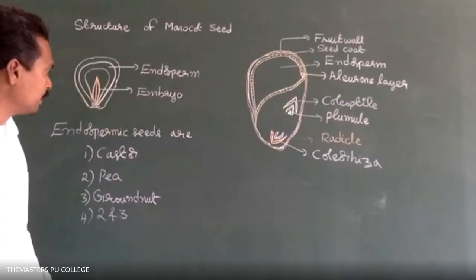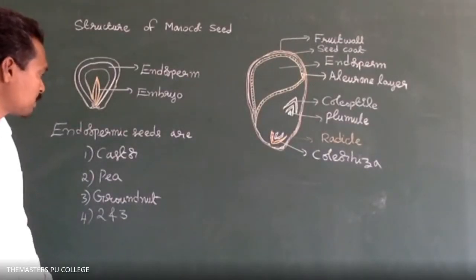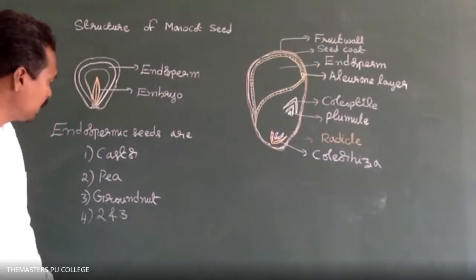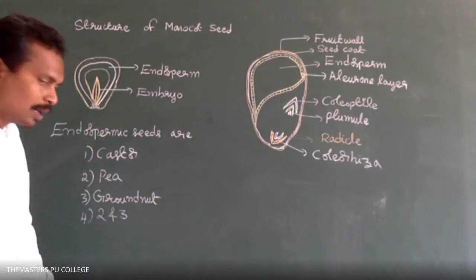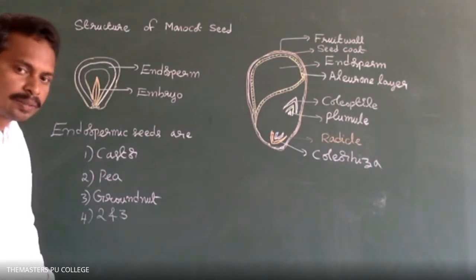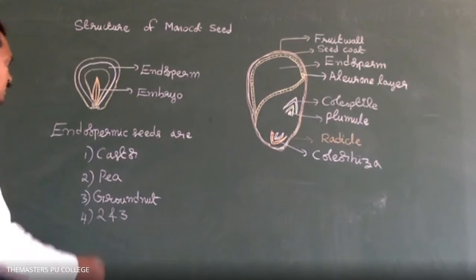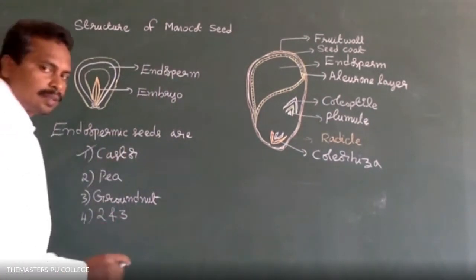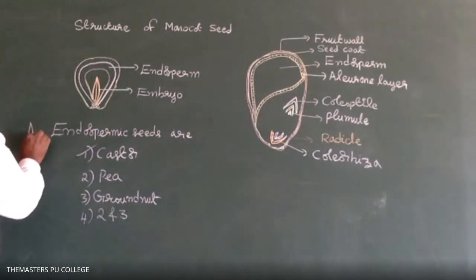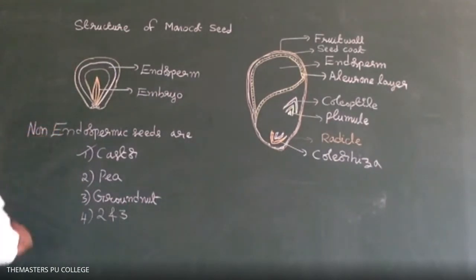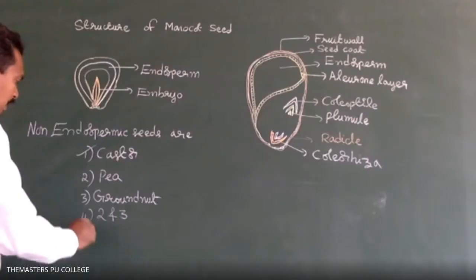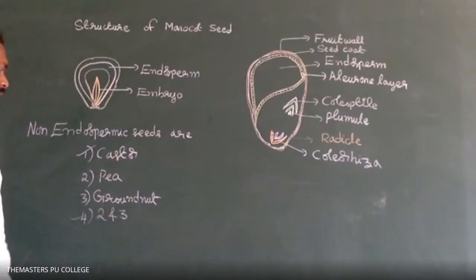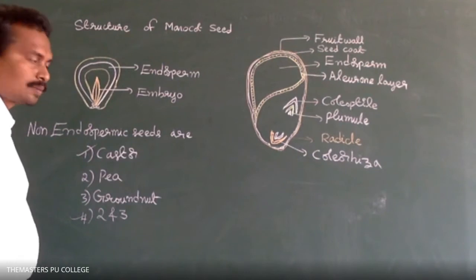Sir, which is the correct answer? Endospermic seeds are: option 1 castor, option 2 pea, option 3 groundnut, option 4 2 and 3. Very good. Option 1, castor, is endospermic. Pea and groundnut are non-endospermic seeds. So option 4, 2 and 3, is the correct answer for non-endospermic seeds: pea and groundnut.